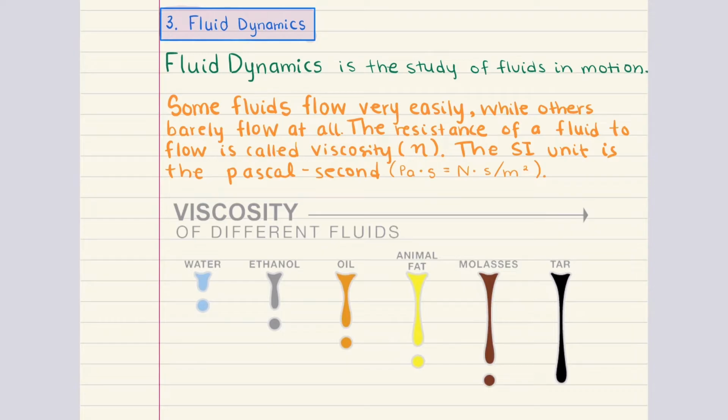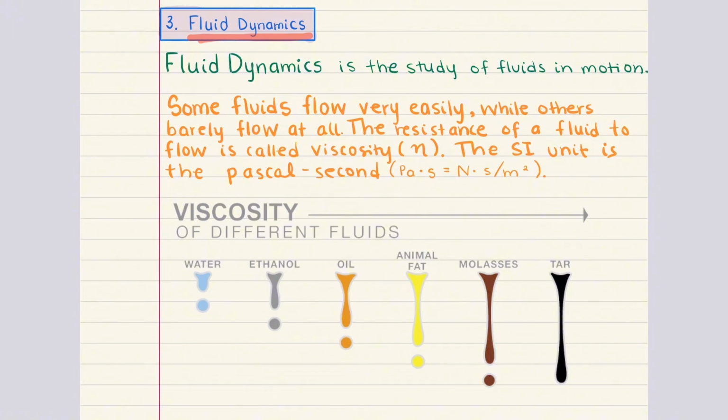Today we're going to be finishing up our chapter on fluids. So far, we've covered the fundamentals of fluids at rest, and now it's time to explore how fluids behave when they're set in motion. This branch of fluid mechanics is known as fluid dynamics, and fluid dynamics is essential for understanding everything from the flow of blood in our veins to the way airplanes glide through the sky.